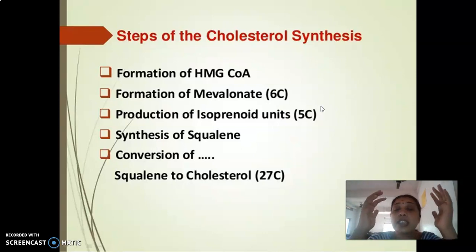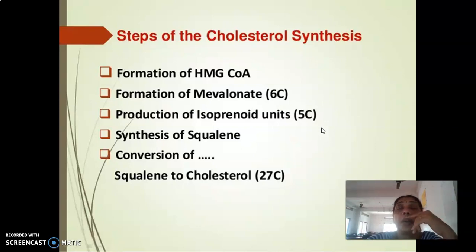So from where is the 10 carbon compound formed? 5 plus 5 gives 10. That is one molecule of IPP, isopentenyl pyrophosphate, a 5 carbon molecule, and another molecule of IPP, but there the IPP is converted into its isomeric form known as DPP, dimethyl allyl pyrophosphate.